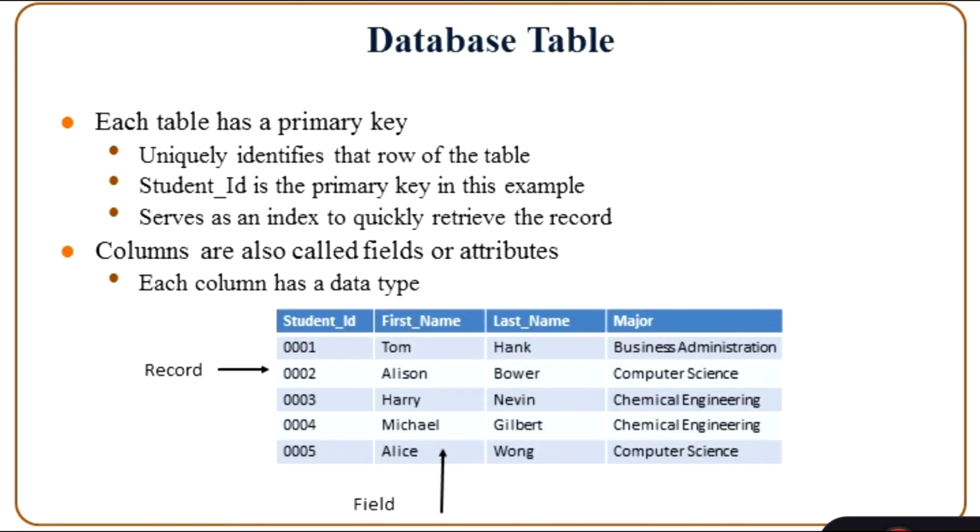In a database, each table has a key called primary key. Each row in the table is uniquely identified using the primary key. As an example, in the table, student ID is primary key, and it serves as an index to quickly retrieve the record. Columns in a table are also called fields or attributes, and each column has a data type, such as varchar, such as numeric, and etc.